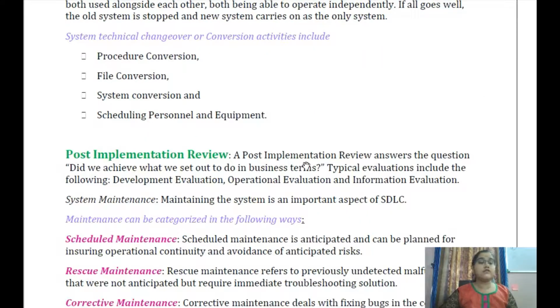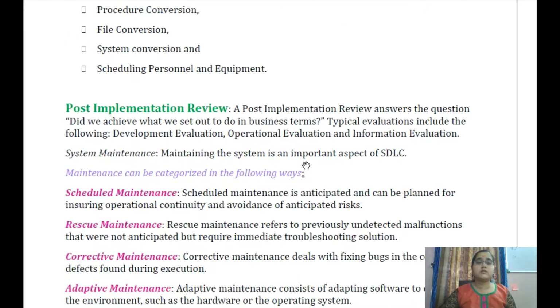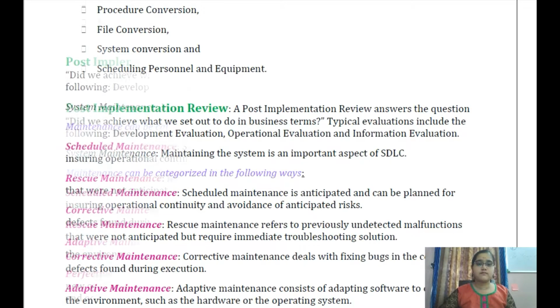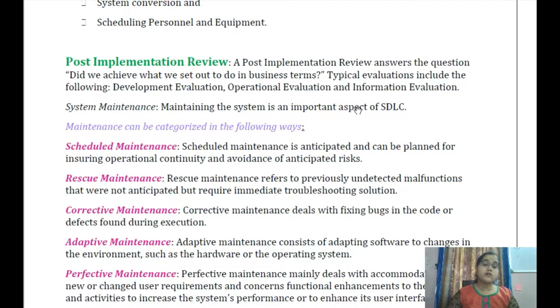Now let us see the last phase of the system development life cycle, that is post-implementation review and maintenance. In the last phase of the system development lifecycle, there is post-implementation review and system maintenance. Let us see the stage in a very brief manner. So, what is this post-implementation review?